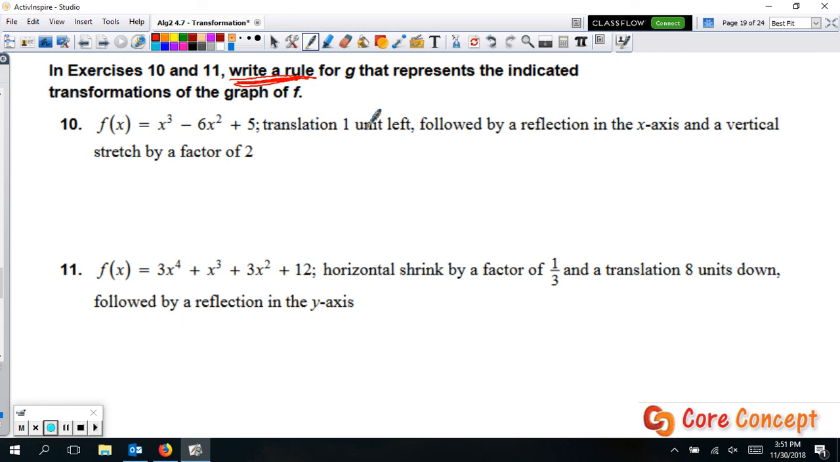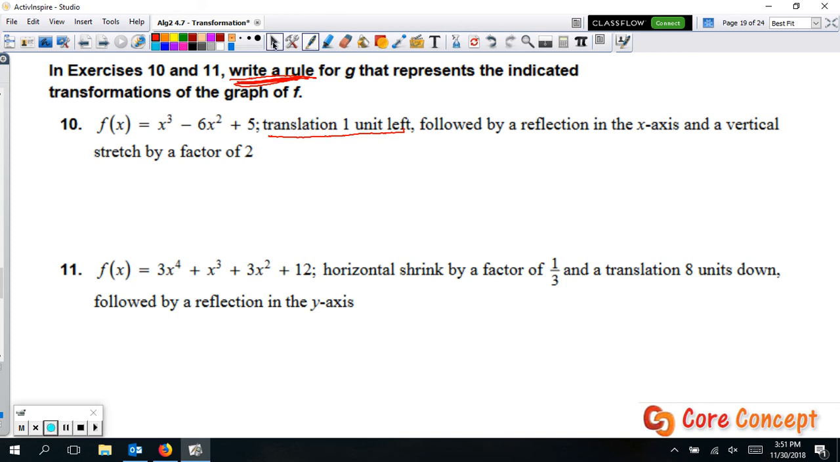And we just kind of do one at a time, just start to go across here one at a time. We have really 3 of them. So you got your translation, and then it's got a reflection, and then it's got a vertical stretch. So there's 3 different things that we have to do here. So starting with the translation of 1 unit to the left.